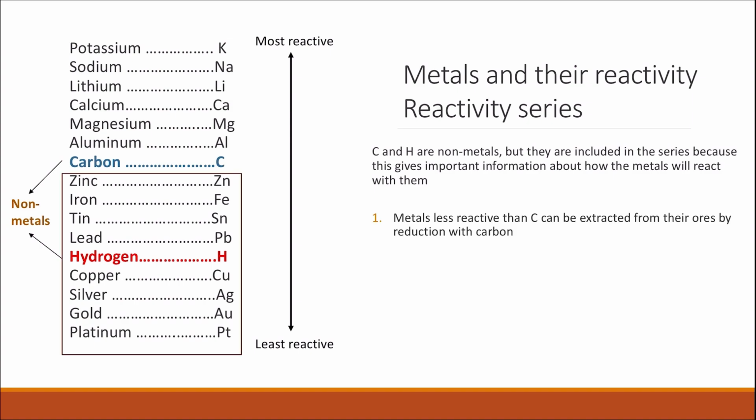So what about carbon? Metals which are less reactive than carbon, which are the metals below the carbon in the series, like zinc, iron, tin, lead, and so on, can be extracted from their ores by reduction with carbon. Because carbon is more reactive than these metals, it can displace the metals from their ores, which are the metal oxides, and then we can get the metal itself. Metals which are more reactive than carbon, the metals higher up in the series above the carbon, cannot be extracted in the same way.